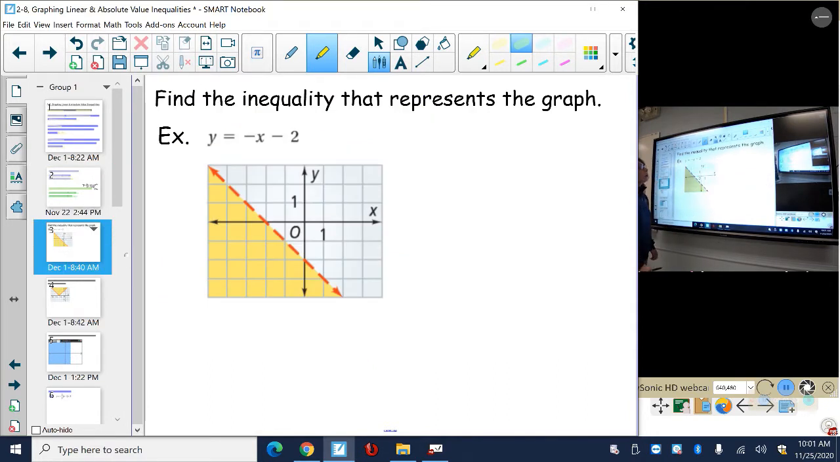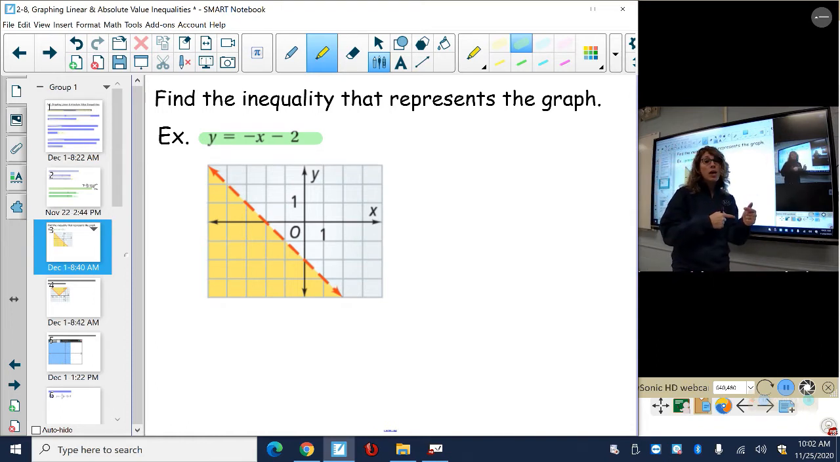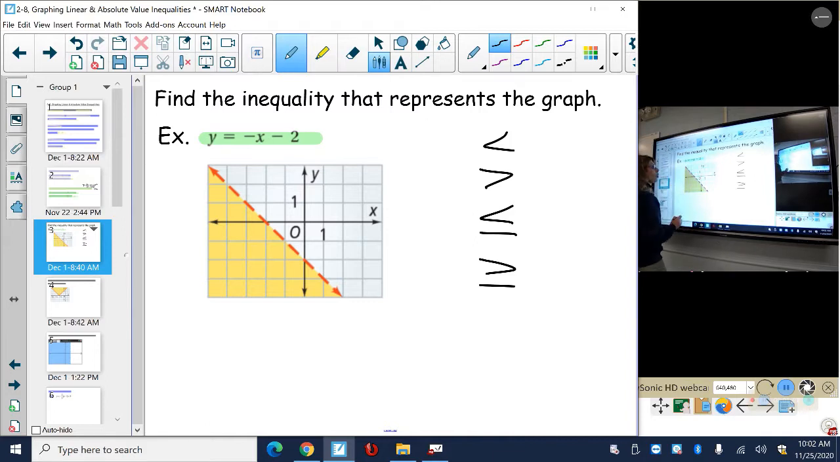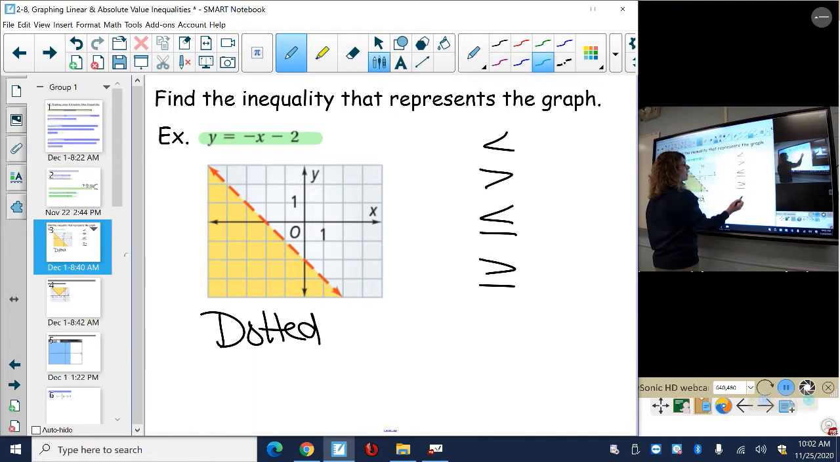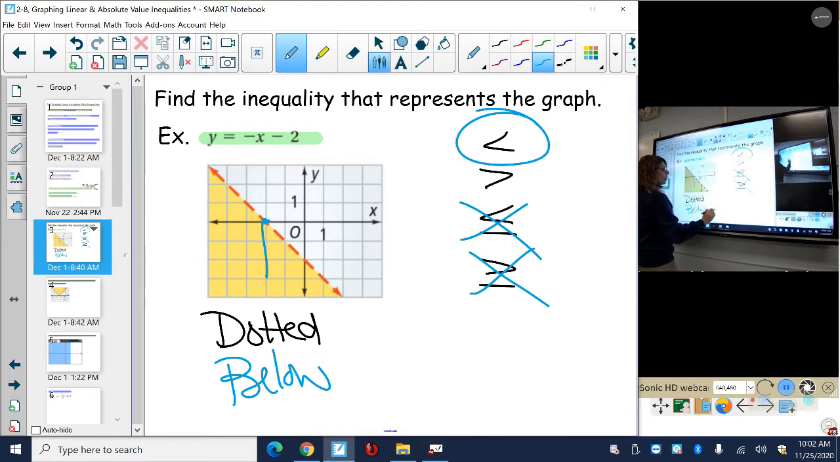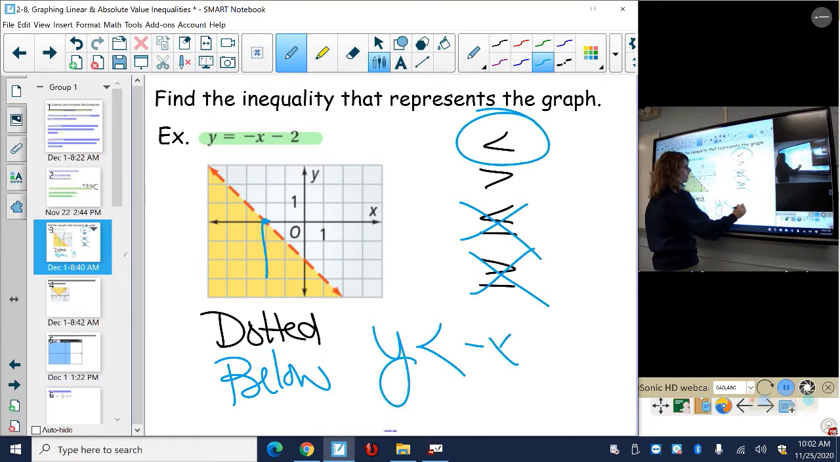I give you this. It says find the inequality that represents the graph. I am not asking you to find the equation. The equation of that line is given to you. What you have to do is replace the equal sign with one of these four inequality symbols. Okay? So, is the line solid or dotted? It is a dotted line. So since it's a dotted line, you can immediately say, can't be those two options. Now pick a point on that line. Is the shading for that point below it or above it? And since it's below it, below means less than, so therefore your inequality is going to be y is less than negative x minus 2.